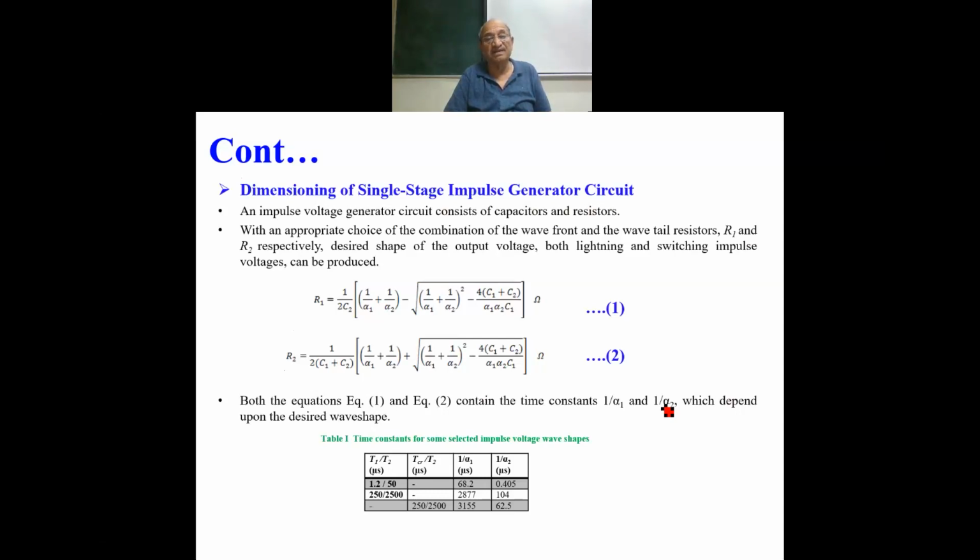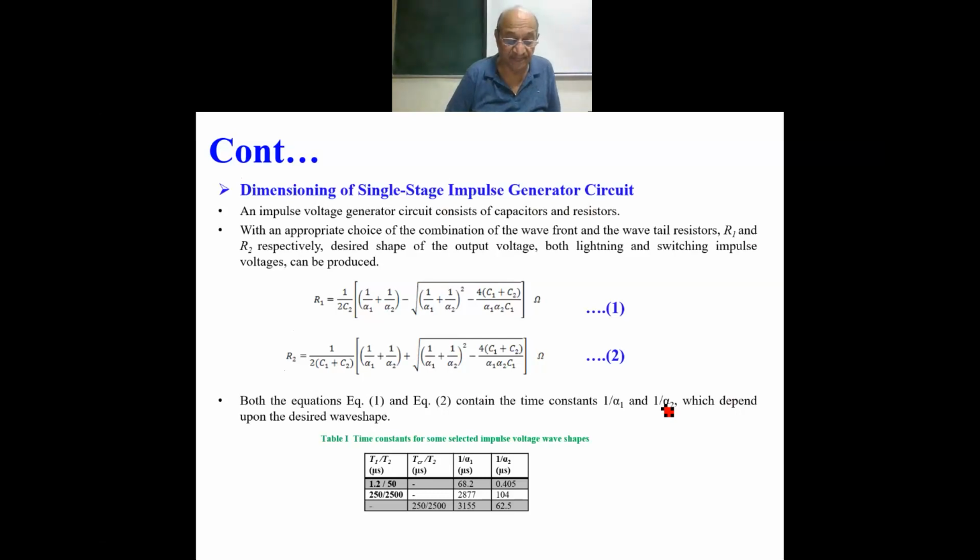dimension the single stage impulse voltage generator. How can you dimension? That means what values of R1 and R2 you should take to produce a certain desired wave shape. That is nothing but dimensioning.